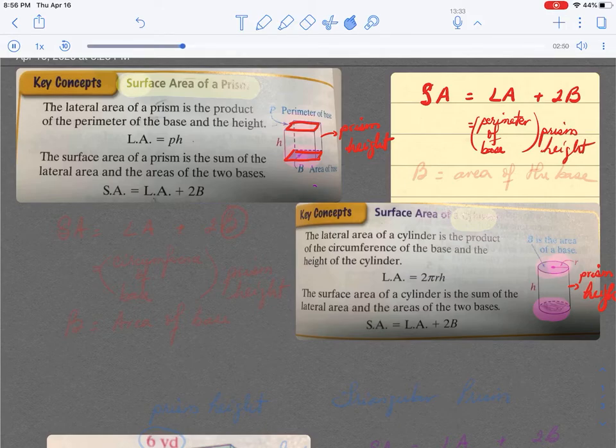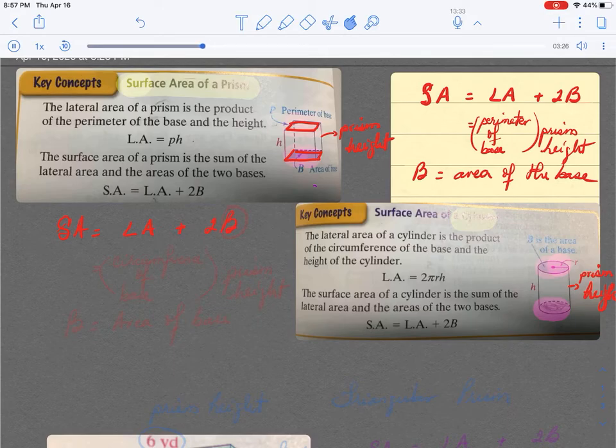The base right here, the big B, is considered to be the area of the base. Same thing with the cylinder. For a cylinder, I'm looking at surface area, which is the lateral plus the two bases.